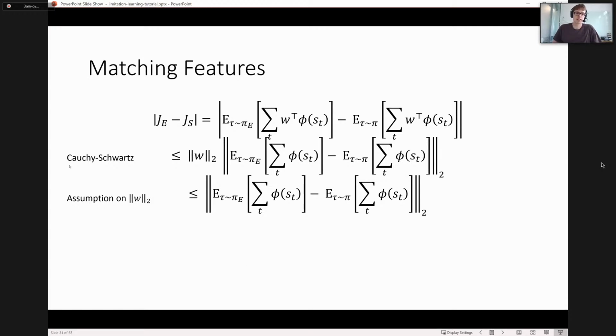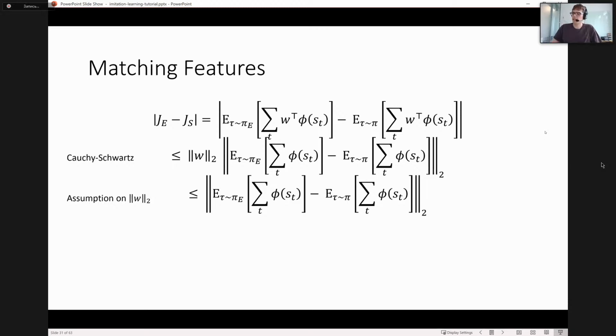If we write the expert return and the return of the imitation learner, and we look at the difference between these two things, we have a difference in expectations. Then we want to pull the W out of this absolute value. The reason we can do this is there's a very well-known inequality in mathematics known as Cauchy-Schwarz, which talks about the relationship between dot products and norms. We can use that to get this inequality. And because we assumed that our weights are small, so the 2 norm of W is less than 1, this is less than the difference in these aggregate features. This expression is sometimes called the successive feature.